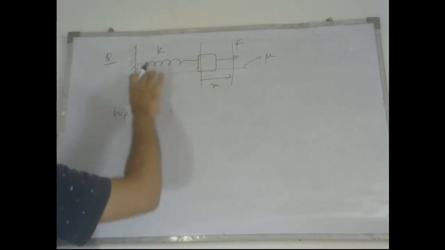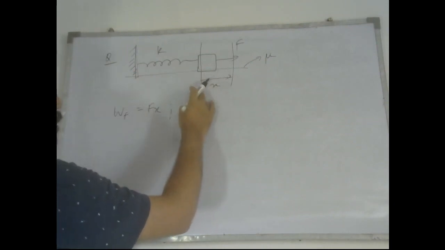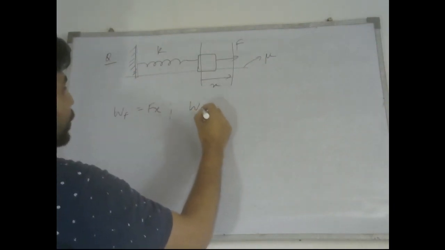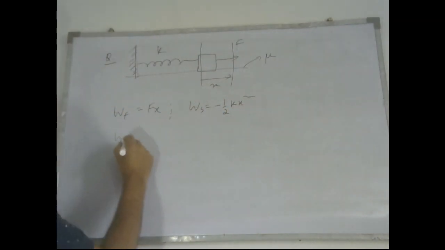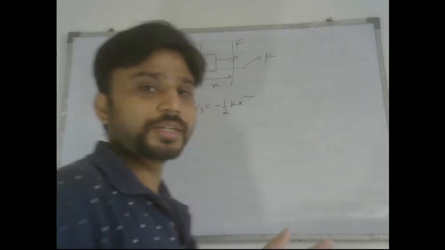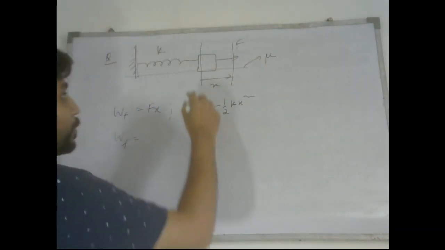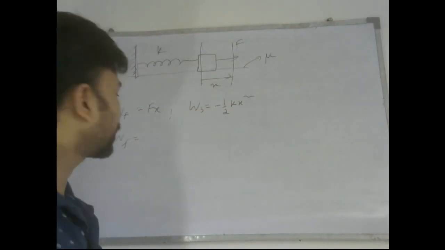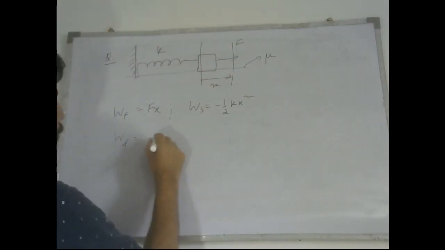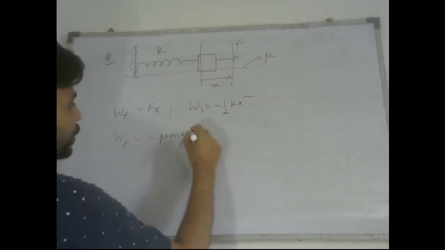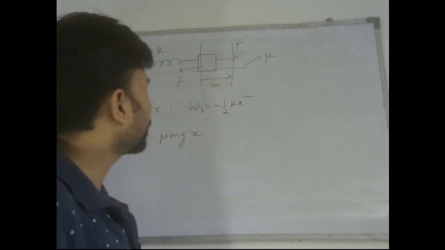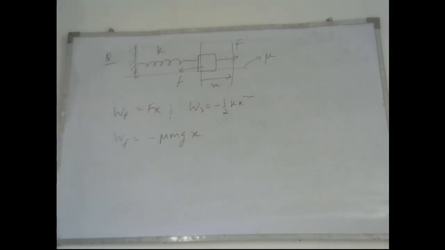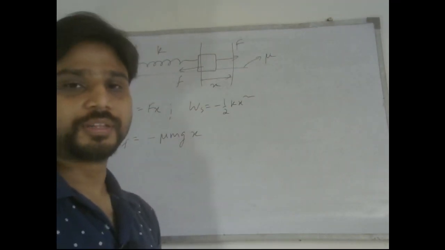Next we have to write the work done by the spring. What is the work done by the spring in elongating the block from this point to this point? The work done by the spring, we know the expression, is minus half kx squared. Next, what is the work done by friction acting on the block in displacing it through distance x? That work done would simply be minus mu mg x. The friction force acting on the block is in this direction, opposite to the displacement. The frictional force is mu mg, where m is the mass of the block, and x is the displacement.